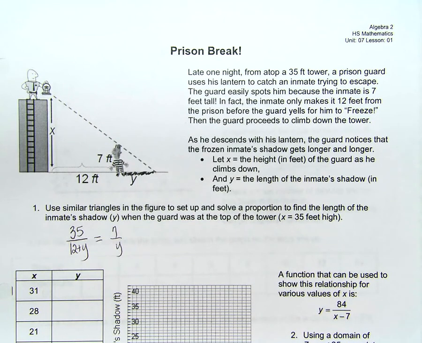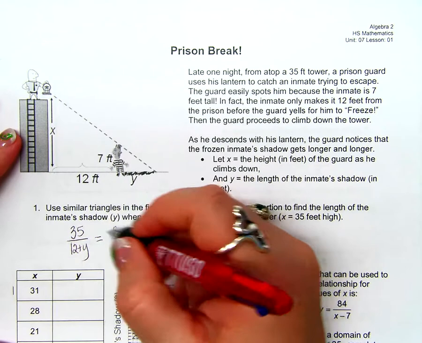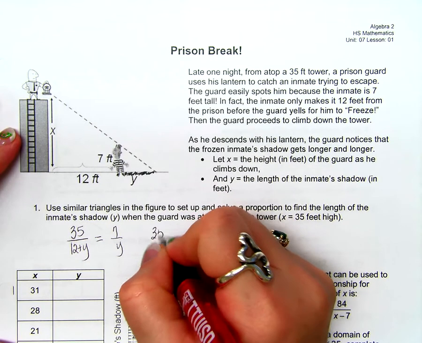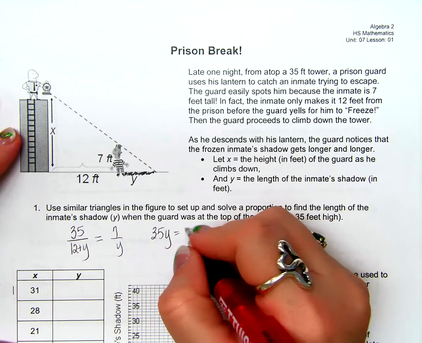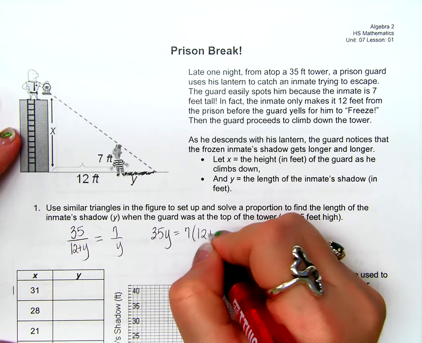How do I solve this? Yeah, you finally get to say cross multiply and it be the right answer, right? You've been trying to cross multiply all year. Now it's right, right? So when we cross multiply, we get 35y equals 7 times (12 plus y).